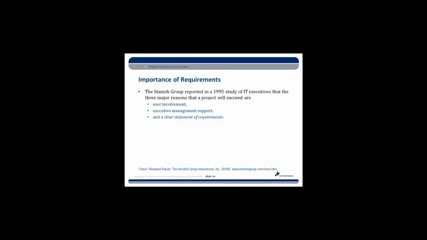Starting in 1995, the Standish Group highlighted the fact that the three major reasons that a project will succeed are user involvement, executive management support, and a clear statement of requirements. So as we can see right away, requirements are very important. They are one of the top three key success factors of an IT project. One might even stretch this a little and say that both user involvement and executive management support are probably dictated largely on how well they're able to read and understand requirements at an early phase, in order to get involved and show their support for a particular project.